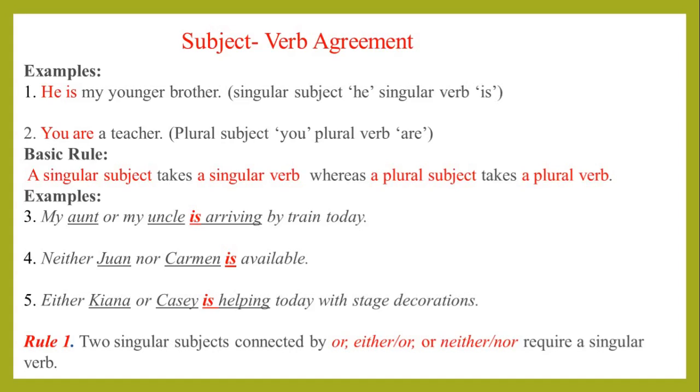Either Kiana or Cassie is helping today with stage decoration. Fifth example, you can observe Kiana and Cassie are the two subjects used with the connector either or. So the student, the rule is that two singular subjects connected by or, either or, neither nor require a singular verb as you observe in the examples, or in other words we can say that when two singular subjects are connected by these connectors or, either or, neither nor, we must use a singular verb.